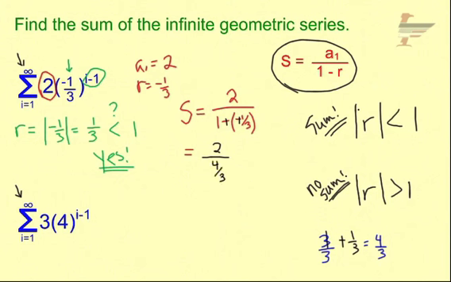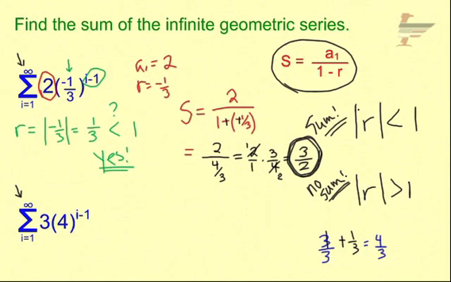Now can we leave an answer like that? No, we can't have fractions within fractions. So instead of dividing by a fraction, we always flip the bottom and multiply. So 2/1 times 3/4. And we do see that we can do some reducing here. So we end up with a sum of 3/2. So that's how you find the sum of an infinite geometric series.